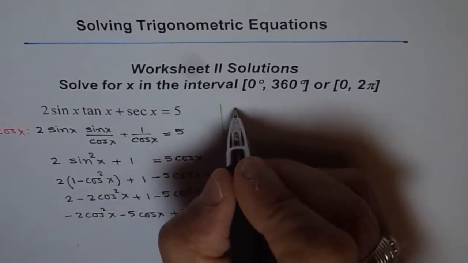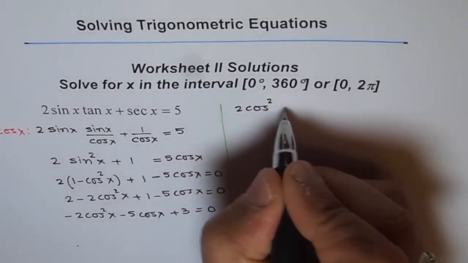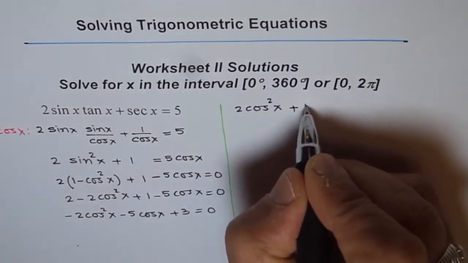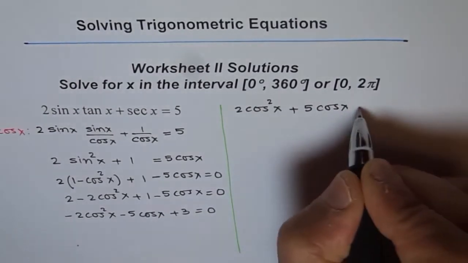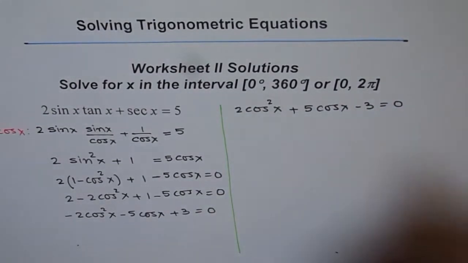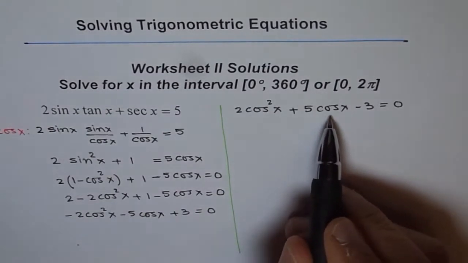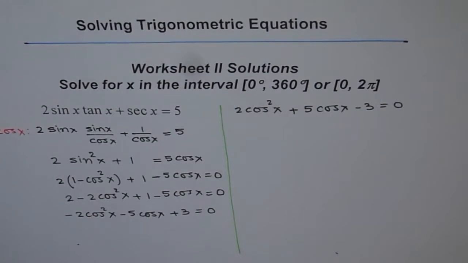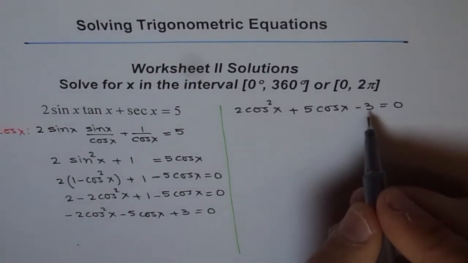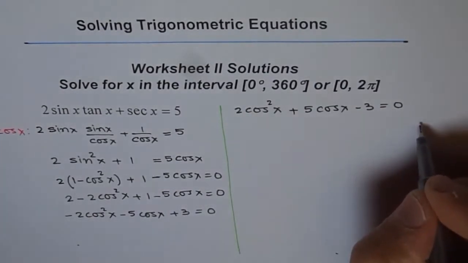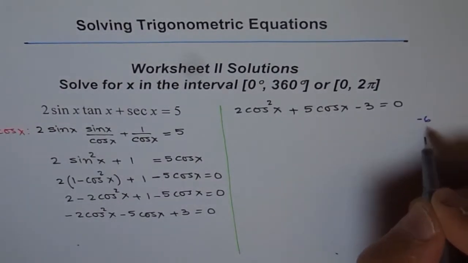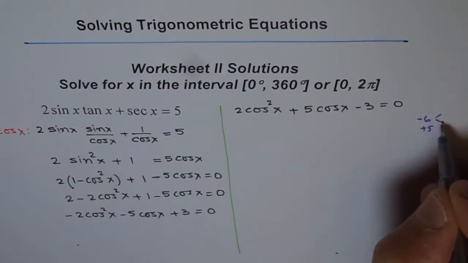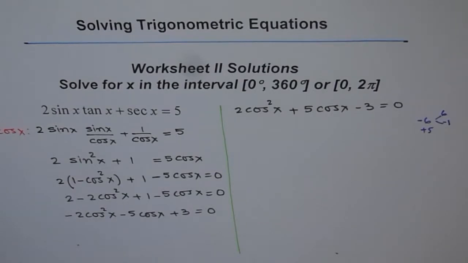So we get 2 cos square x plus 5 cos x minus 3 equals 0, right? Now that is an equation with variable cos x, so it can be factored. We are looking for two numbers whose product is minus 3 times 2, so the product is minus 6, and the sum is plus 5. So the two numbers could be 6 and minus 1, correct? So that is how we will factor it.